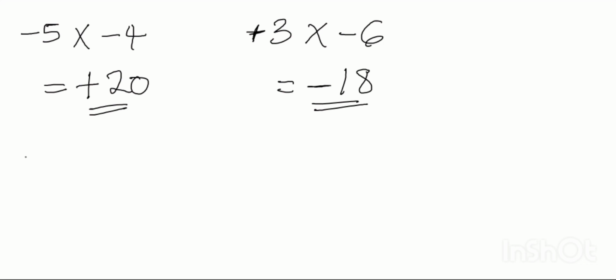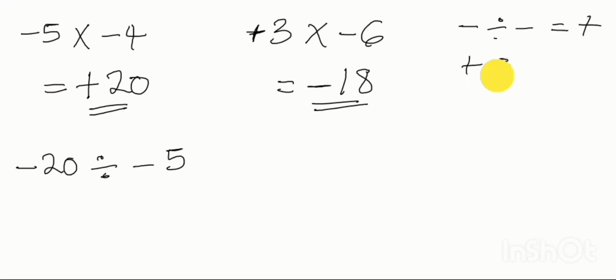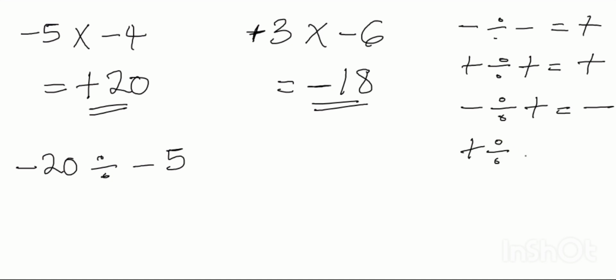And let's try division. What if you have minus 20 divided by minus 5? I didn't write that division. Division is still virtually the same thing as multiplication. Negative divided by negative is still going to give you positive. Positive divided by positive is going to give you positive. Negative divided by positive is going to give you negative, and positive divided by negative is going to give you negative. So it's still the same concept.